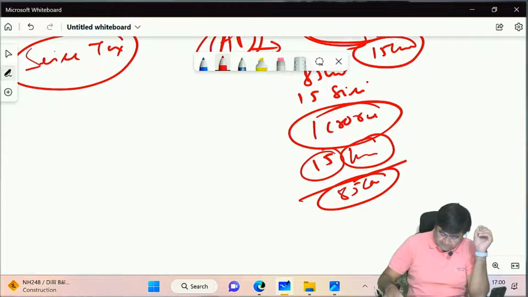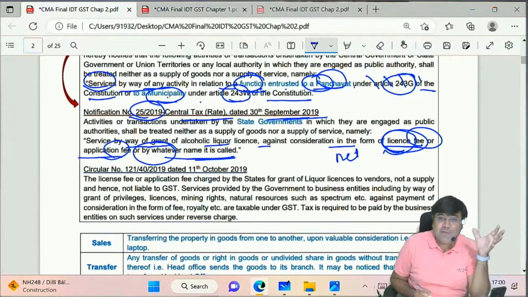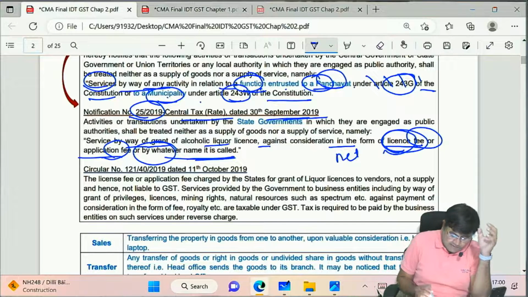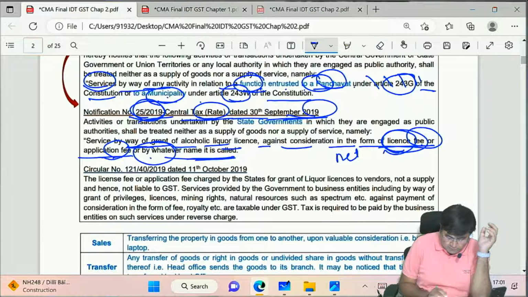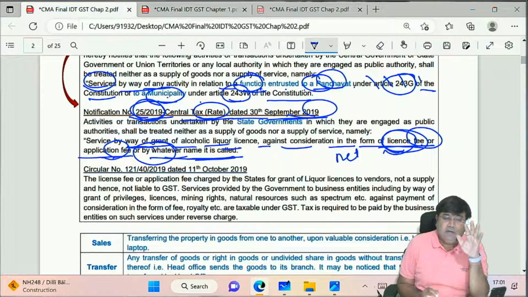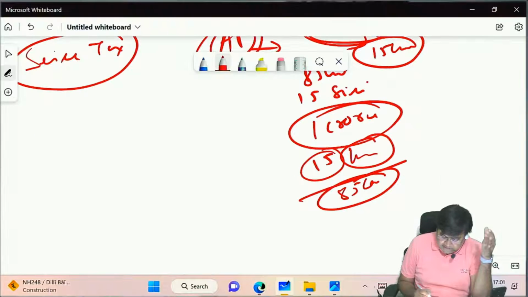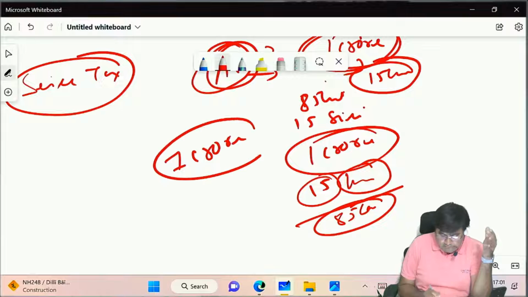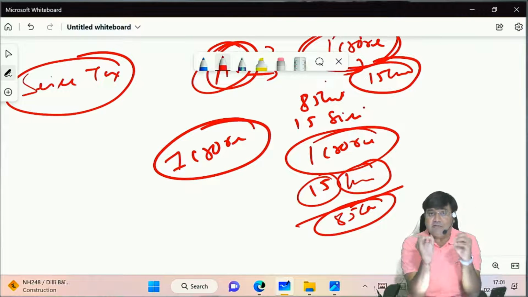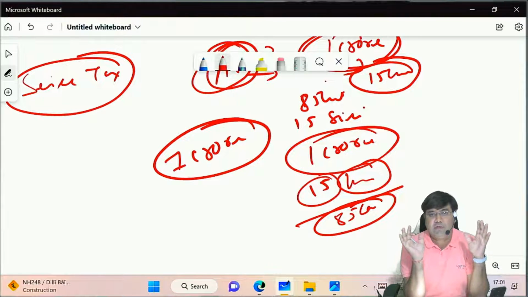So finally, the central government also agreed because of the pressure of the various state governments, and they issued notification 25/2019 central tax rate dated 30th September 2019 and said service by way of grant of alcohol liquor license against consideration in the form of license fee or application fee or by whatever name it is called is neither supply of goods nor supply of services. So after issuance of this notification, now the Andhra Pradesh state government is going to get the entire 1 crore, because there is no GST, as it is neither supply of goods nor supply of services, so not subject to GST.